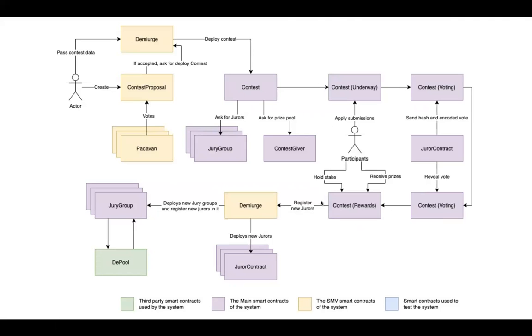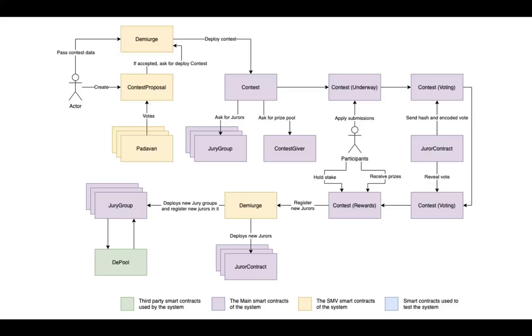Right there. But okay, after contest deployment, it's underway. Participants apply submissions. Juror, what is the juror contract? I need to say what is the juror contract. The juror contract is the contract for a member of jury groups, and juror. It is a contract deployed by Demiurge when a winner decides to become a juror.